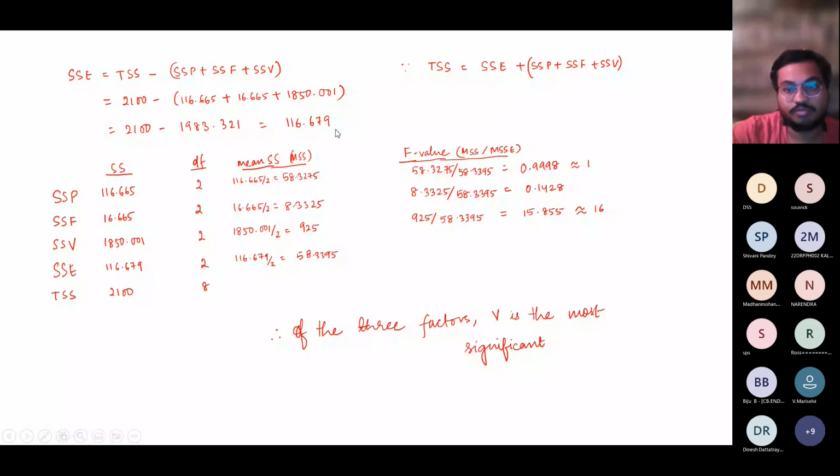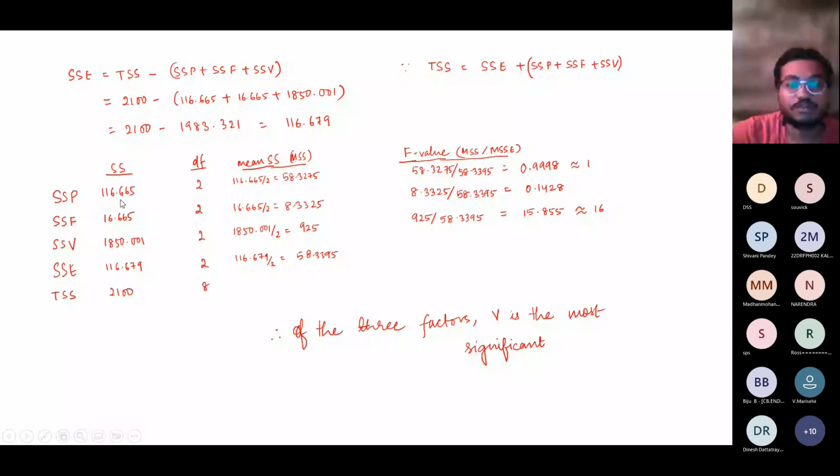Now we'll make the table that I had initially told about. We have the sum of square values from all the calculations that we did. The total sum of squares is 2100. Sum of square of error is 116.679. Sum of squares for varieties is 1850.001. Sum of square of fertilizer is 16.665, and sum of square of pesticide is 116.665.